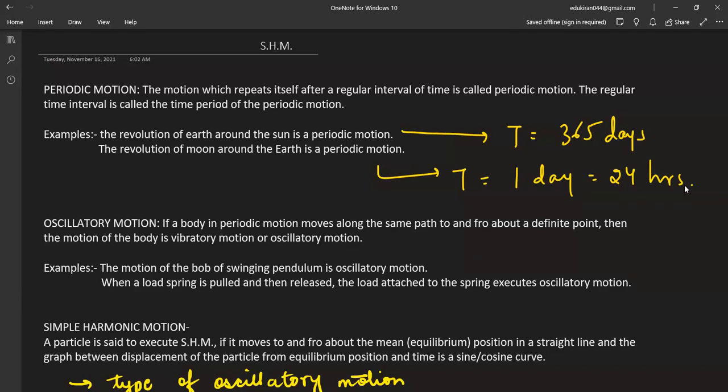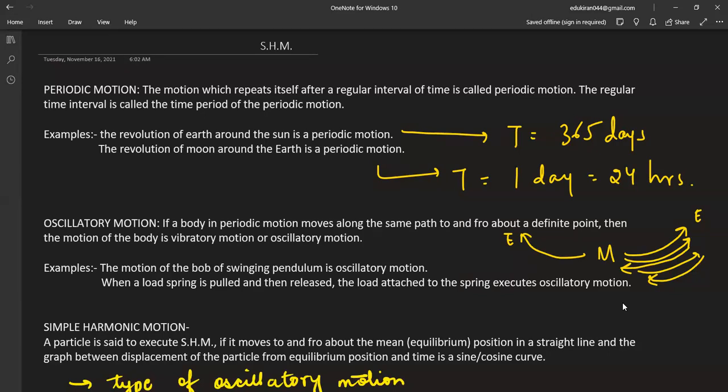When we're talking about oscillatory motion, see, periodic motion can occur in any pattern. It can occur in any direction. When we're talking about oscillatory motion, it means there is one mean position and there are extreme positions. So if a body is moving to and fro, this periodic, repetitive motion is called oscillatory motion, or we say it's vibratory motion.